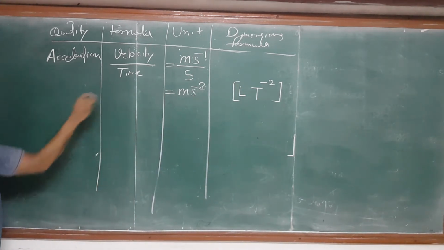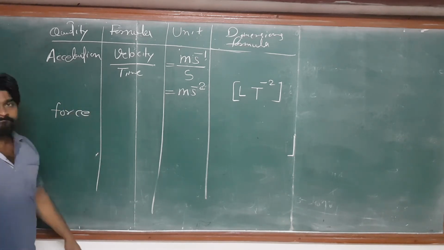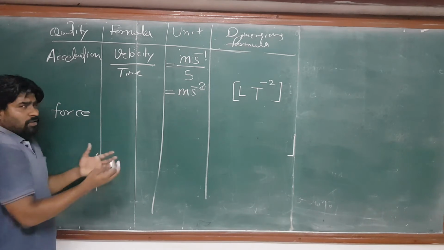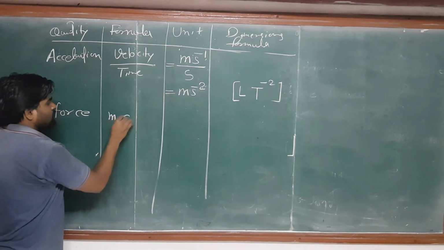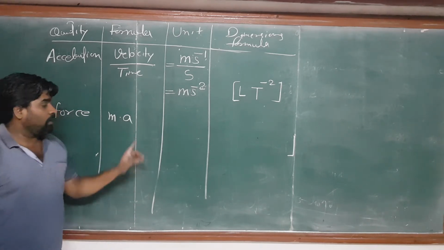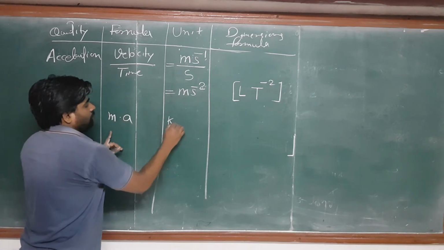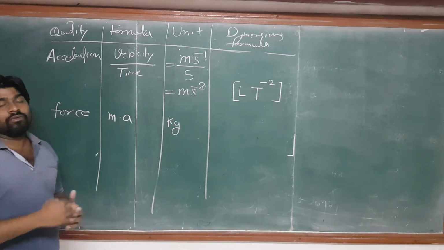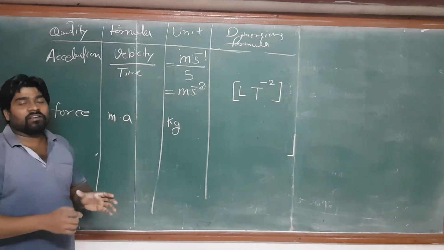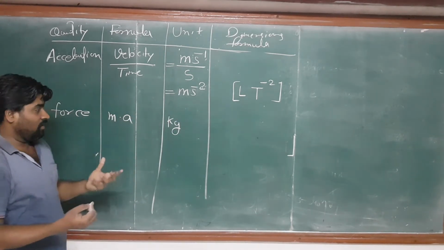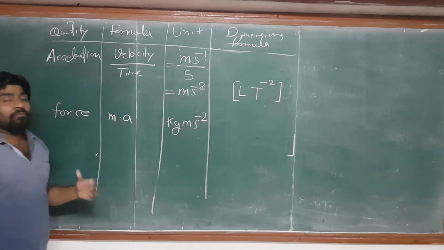Now the next, which you know, force. Everyone knows about the force, right? So what is the formula of the force? Mass into acceleration. So we always write in the form of ma, where a is the acceleration. The mass has unit kilogram and acceleration has unit, where is it? It is written. That doesn't matter. You can keep it in your mind: kilogram meter second inverse 2.